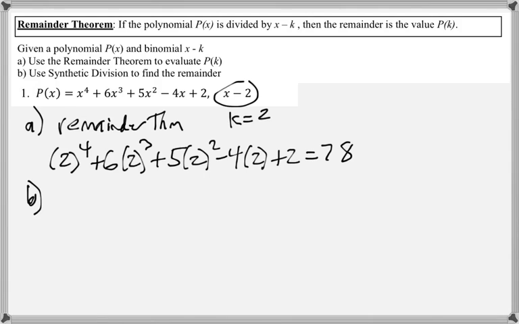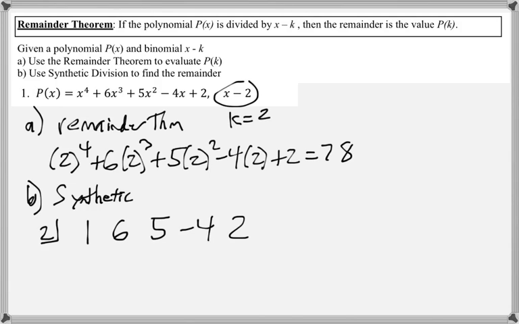Part B, I want to use synthetic division. So I'm still using the 2 in the box, not negative 2, because it's the opposite. And then I want to take all of my coefficients. So I don't put any of the x's, I just put my numbers. So that's a 1, 6, 5, -4, and 2.